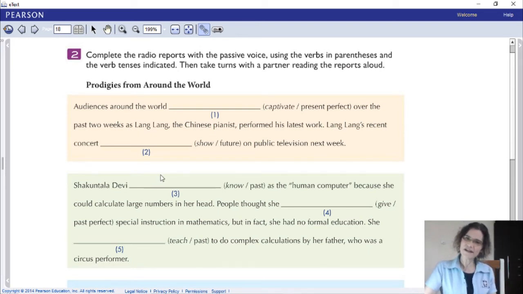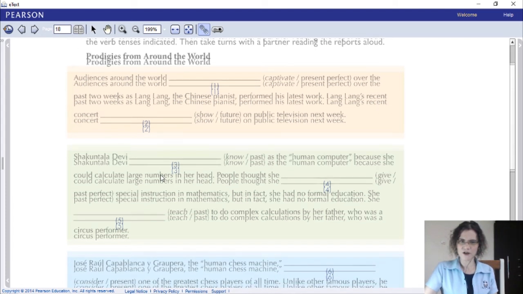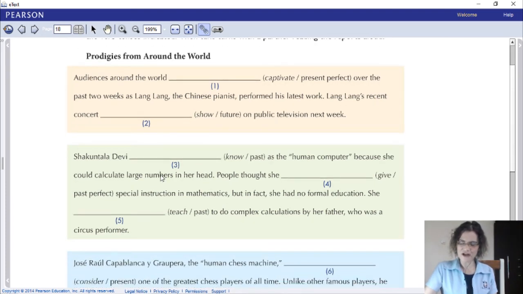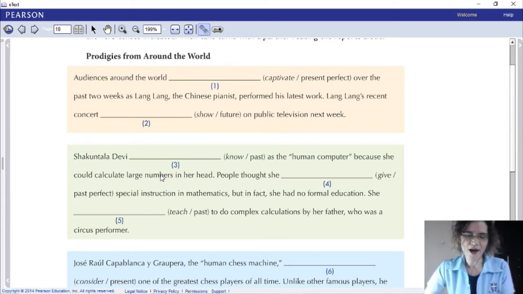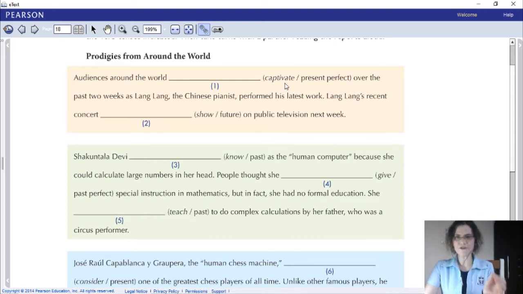Okay, complete the radio reports with the passive voice using the verbs in the parentheses and the verb tenses indicated. So you will complete this. Prodigies from around the world. We're going to try to do number 1 together. Audiences around the world, and you have the word captivate, verb, and now you're going to use present perfect tense.